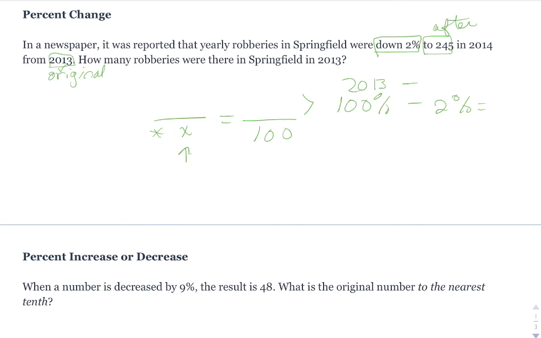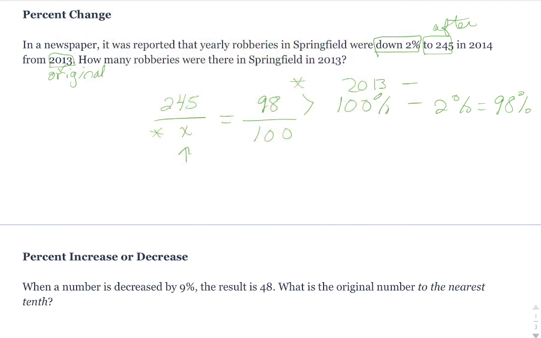So what percent was left in 2014 of the robberies? That means we had 98% of what it was in 2013. So sometimes we have to start off by doing some addition or subtraction. In this case, we'll subtract that 2%. So that 245 represents what it is now. That's 98% of what it was in 2013. And now we're ready to go ahead and solve.